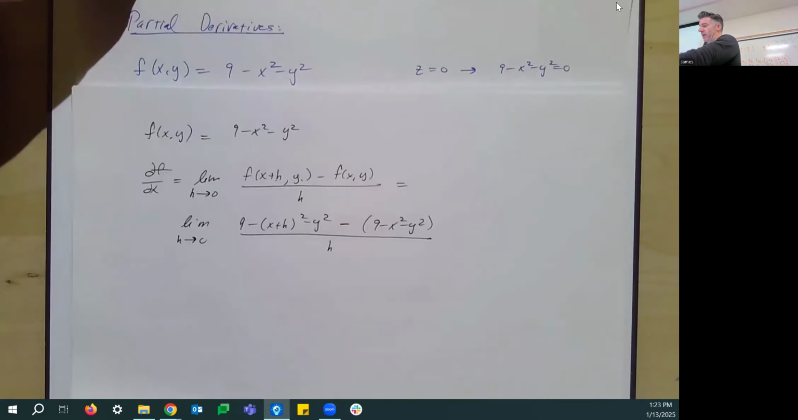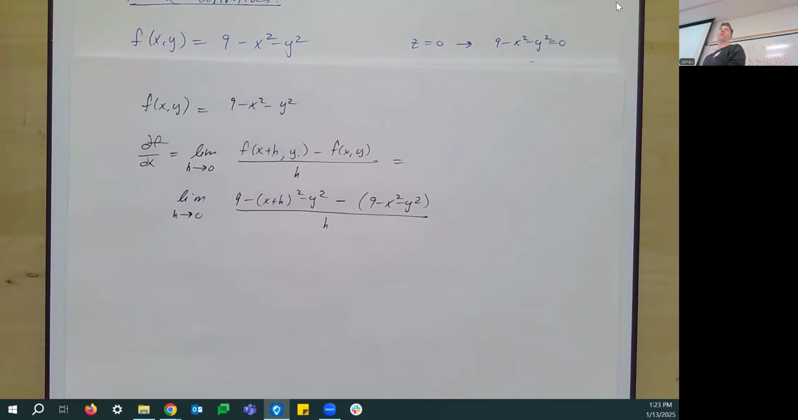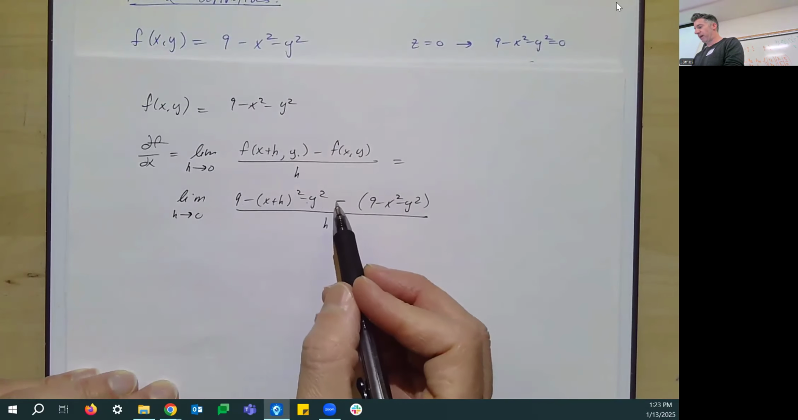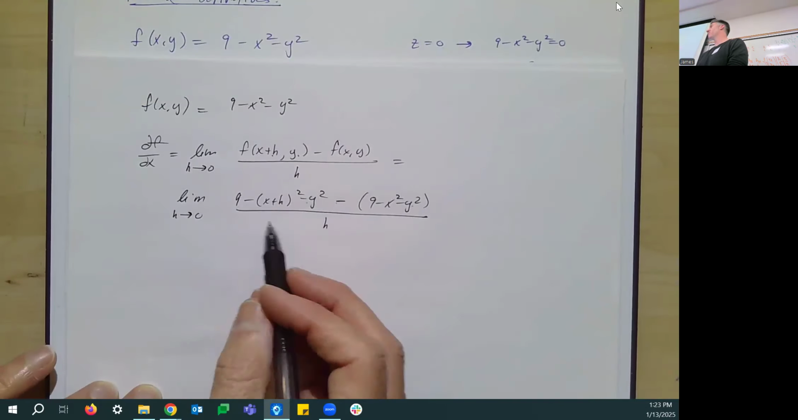And now look what happens. What's one thing that cancels super easily? Not a trick question. Yes, 9, exactly. What's another thing that cancels really easily? Not x squared yet, but y squared cancels really easily, right? The 9 minus 9 is 0. The negative y squared minus negative y squared is also 0. The x we have to multiply out before we can cancel it.